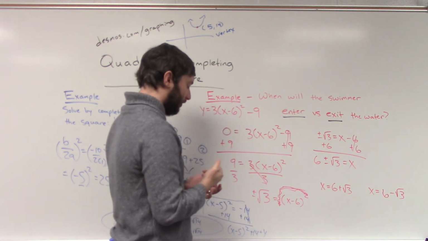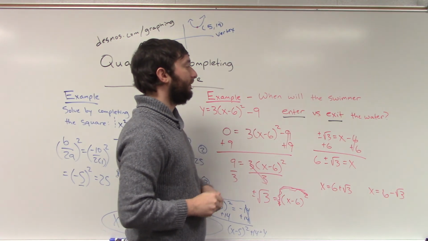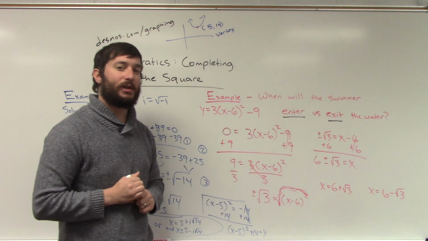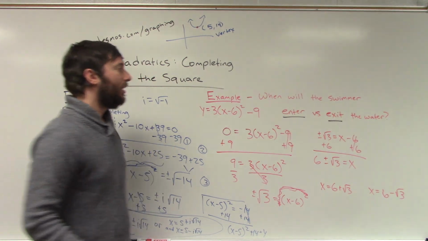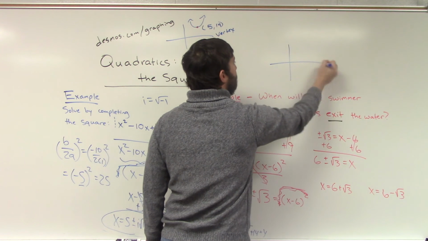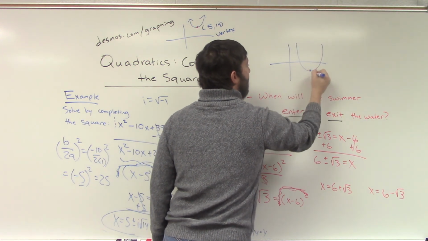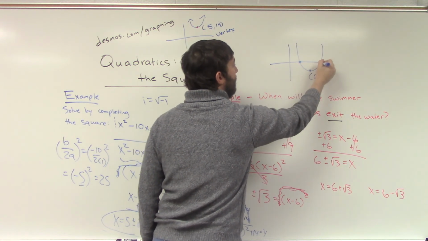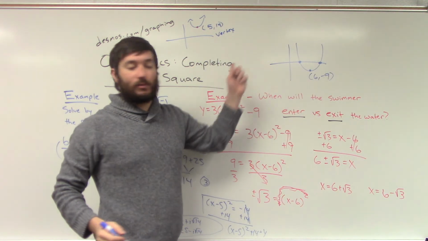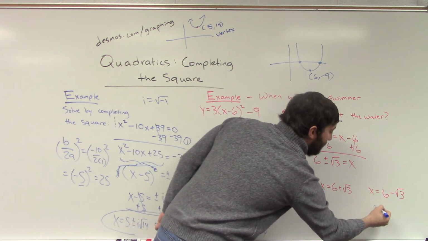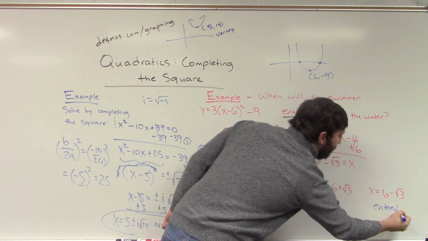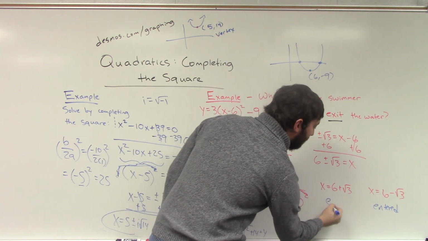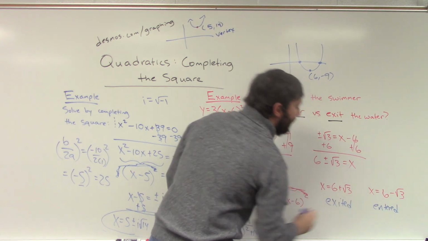Which solution goes with him entering the water versus him exiting the water? This is why I want you to stop the video to maybe think about first before you answer it, or look at the solution. But if we look back to our graph, okay, we remember the vertex was at 6, negative 9. This is where he entered the water, this is where he exited the water. 6 minus the square root of 3, that'll be where he entered the water. And then 6 plus the square root of 3, heading away from 0. This will be where he resurfaced or exited the water.